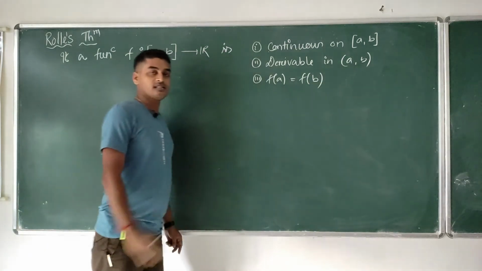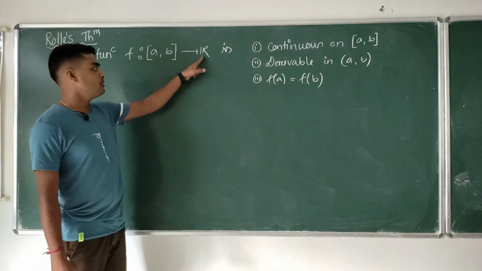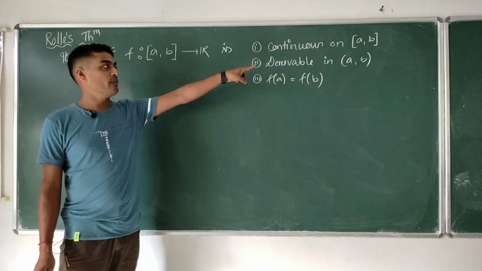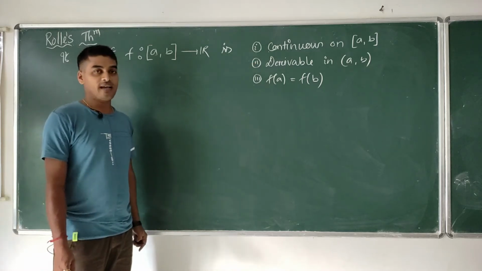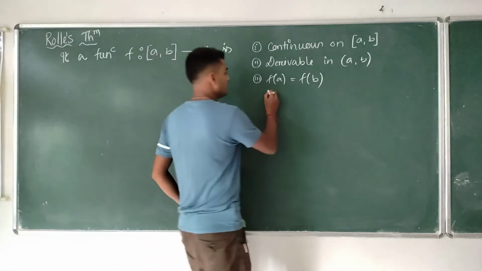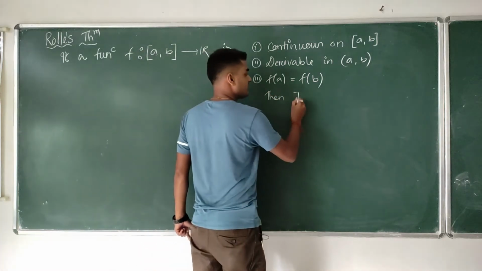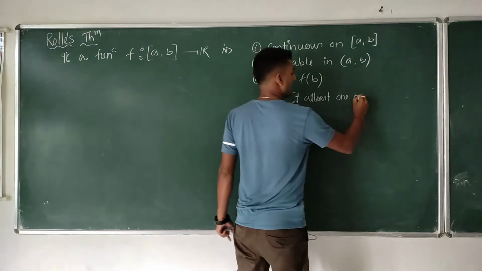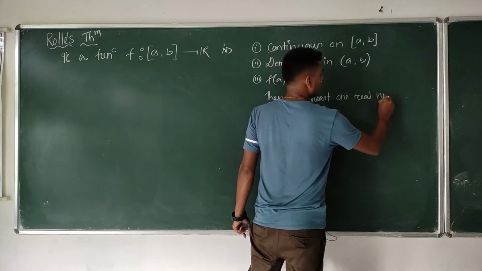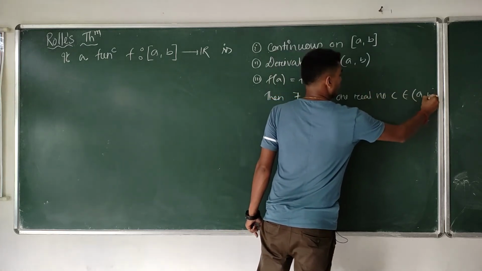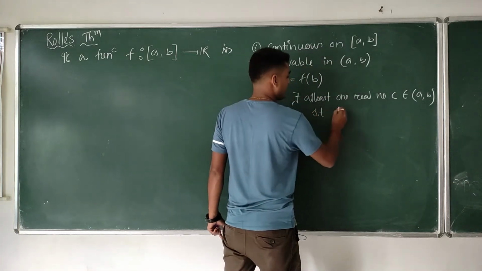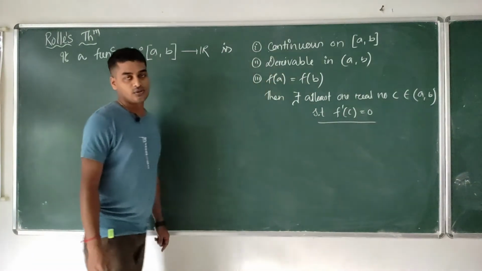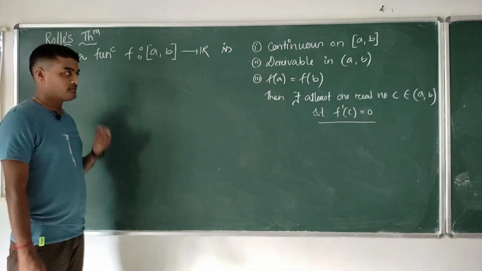That means, if we consider a function f which is defined from the closed interval a comma b to the real numbers such that the function is continuous on the closed interval a comma b, derivable on the open interval a comma b, and the next one is f of a is equal to f of b, then there exists at least one real number c belongs to the open interval a comma b such that f dash c equal to 0. This is the theorem. I am going to explain in the simplest way as much as possible.